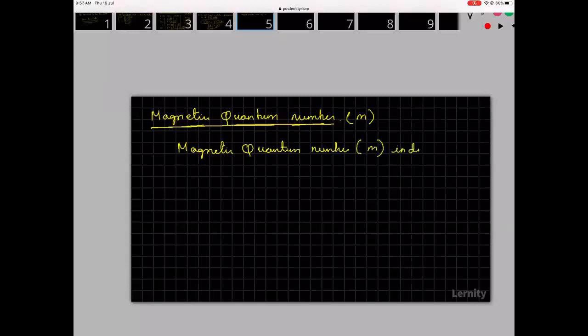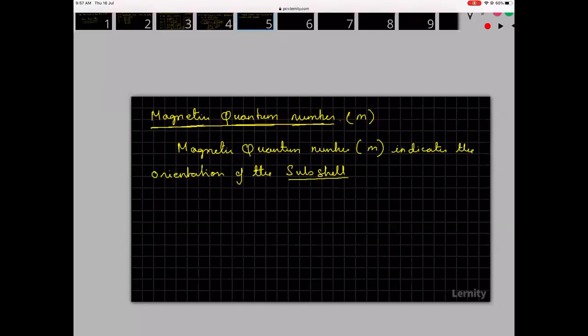Indicates the orientation of the subshell. Okay, it indicates the orientation of the subshell.